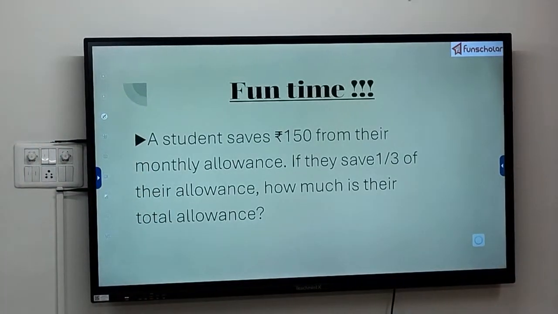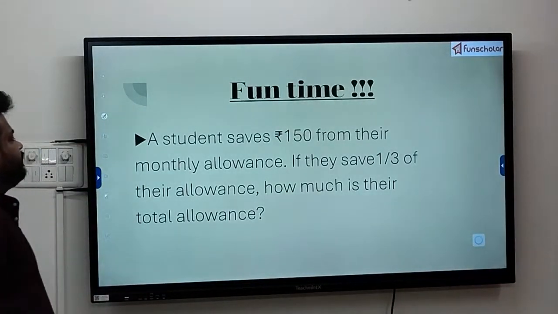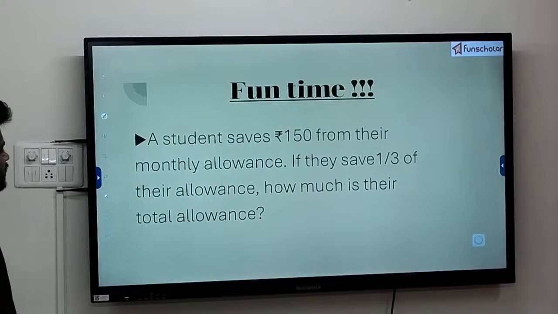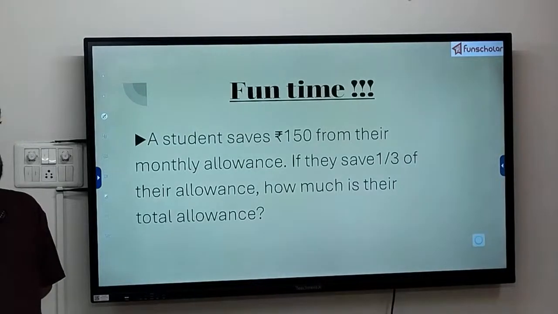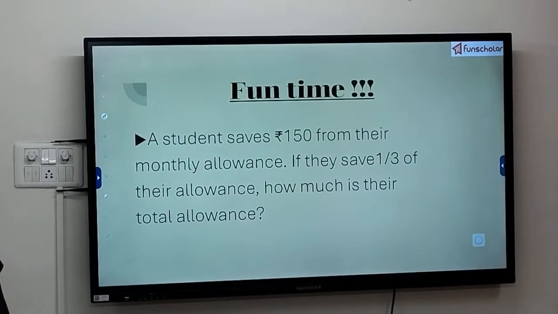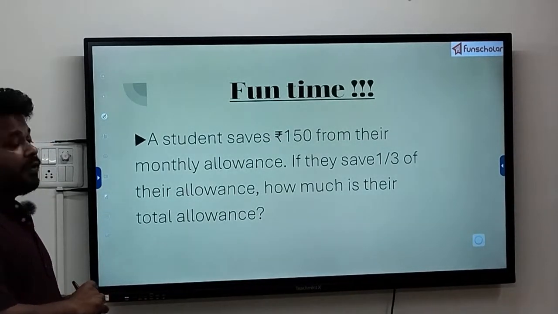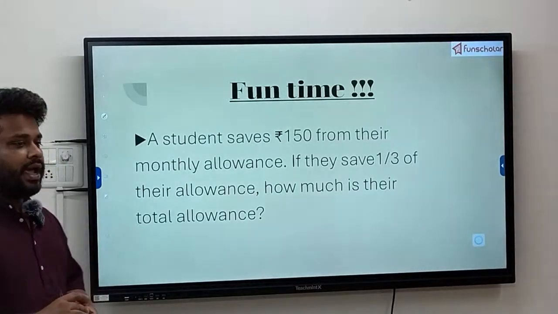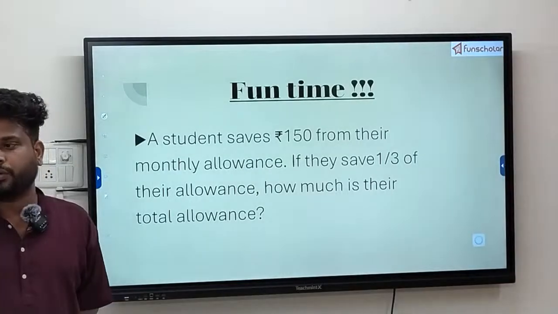The next one is: a student saves rupees 150 from their monthly allowance. If they save 1/3 of their allowance, how much will their total allowance be? So what it's saying is, we have to find the total salary, where 1/3 of the salary we are saving. So what will be the total salary?